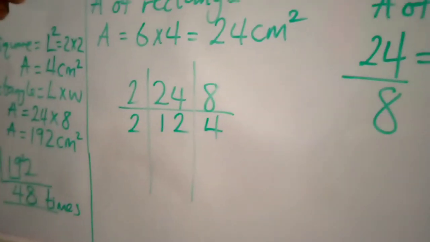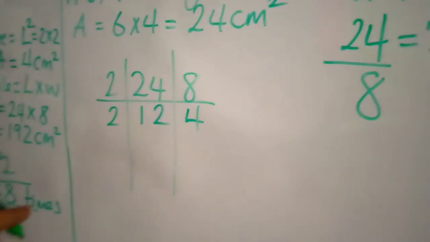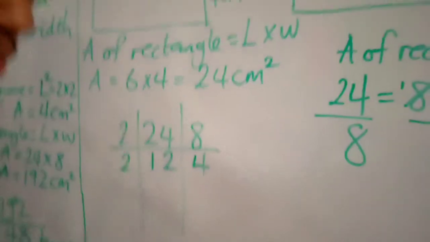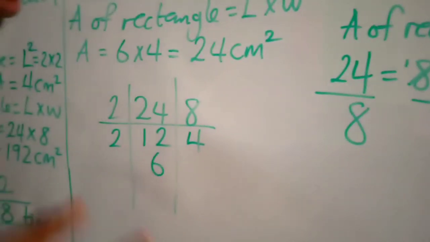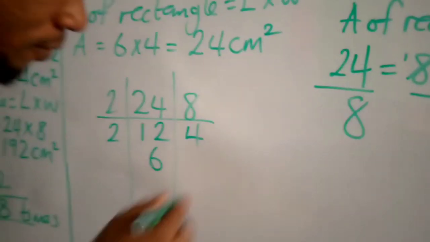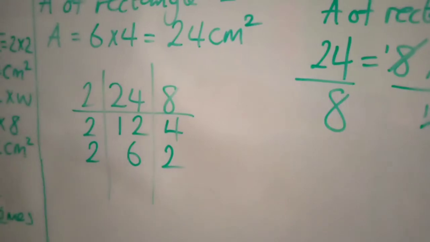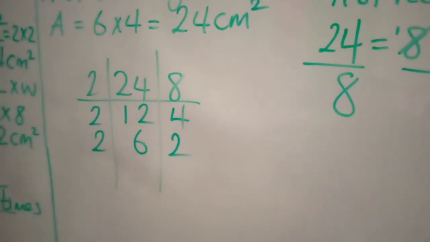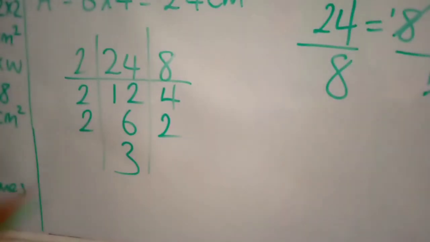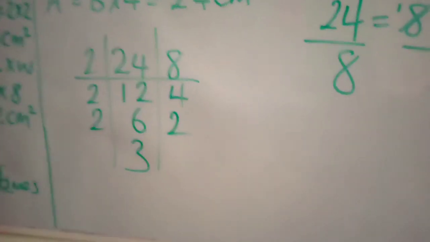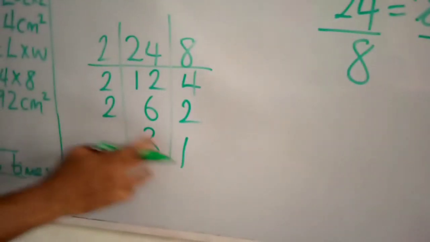They are both even numbers, that's why I'm using 2. 2 into 12, 2 times what will give you 12? 2 times 6, good. So 6. 2 into 4, 2 times what is 4? 2 times 2, so 2. They are both even numbers, I use 2 again. 2 into 6, 2 times 3, good. 2 into 2, 2 times 1. Good, now we have 3 and 1.